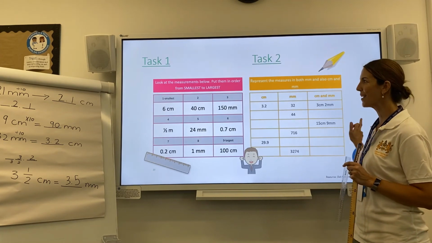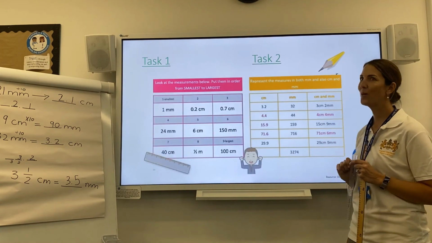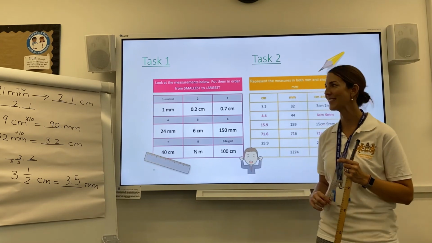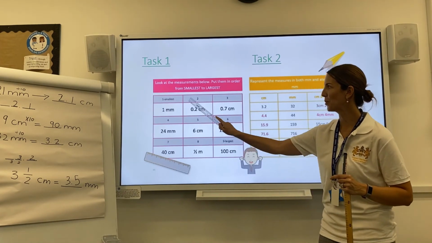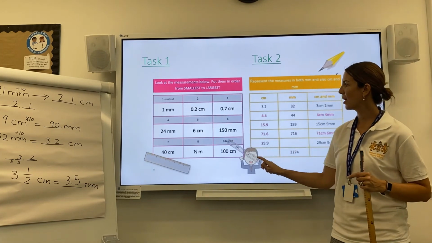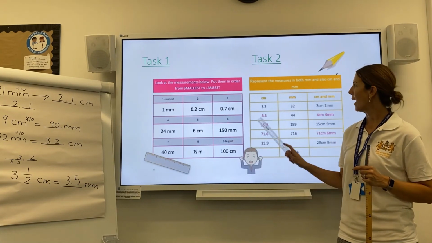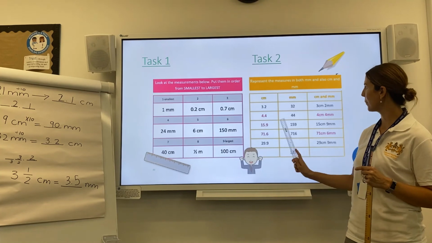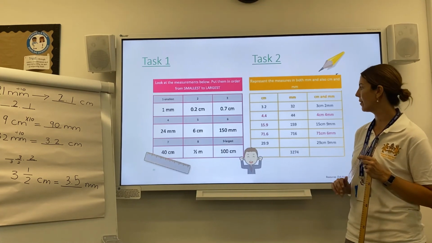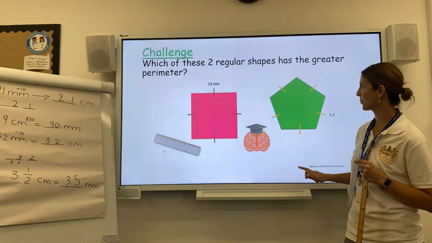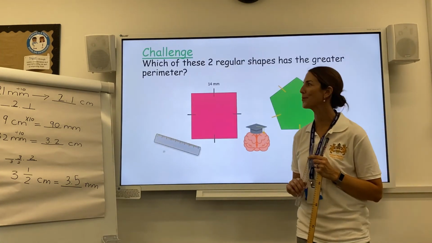Welcome back, everyone. How close did you get to the correct answers? So now I can see this is my smallest length and this is going to be the longest one. And on this side, I can see where the pink answers are, is where they've worked it out. The last two, they didn't do. You can work those ones out for yourself.